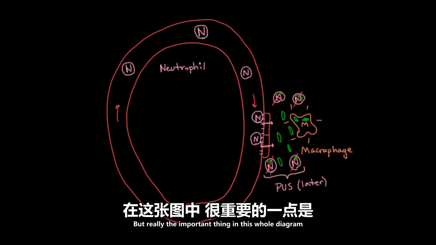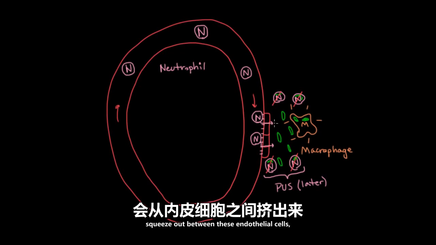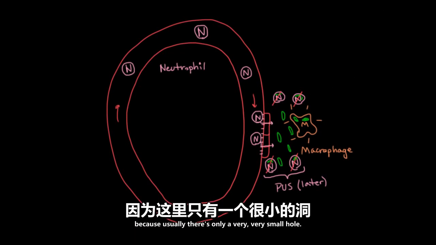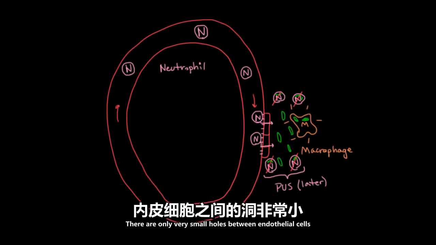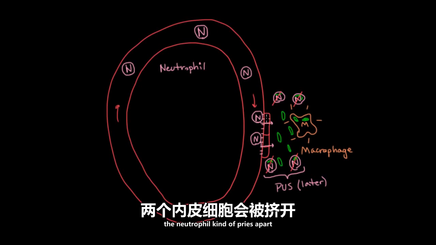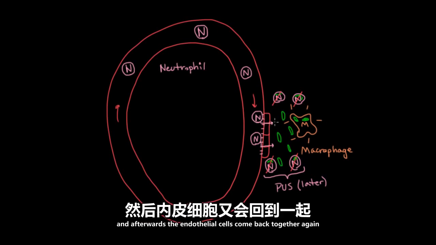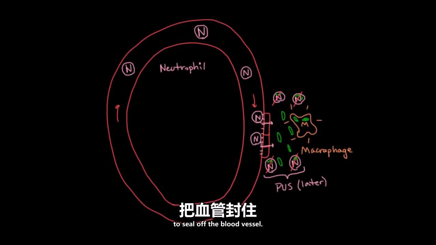But really the important thing in this whole diagram is this process by which the neutrophils squeeze out between these endothelial cells. Because usually there's only a very, very small hole. There are only very small holes between endothelial cells, and certainly not big enough for a cell. So it's an active process by which the neutrophil kind of pries apart two endothelial cells to squeeze through, and afterwards the endothelial cells come back together again to seal off the blood vessel.